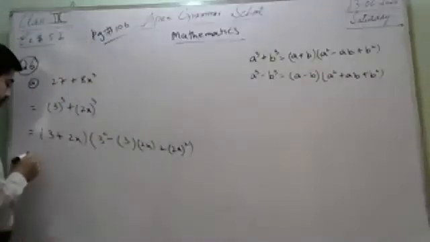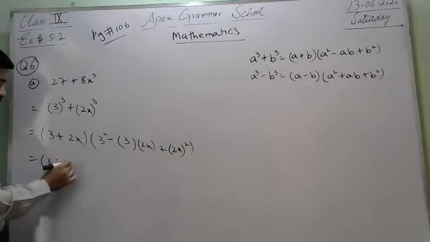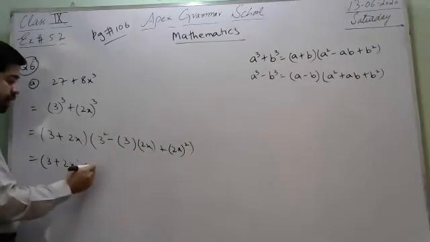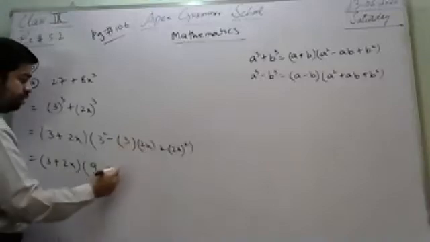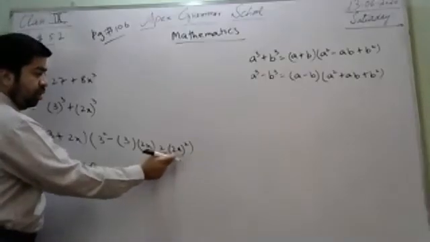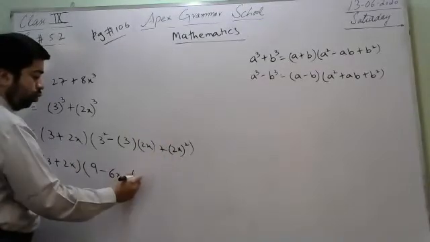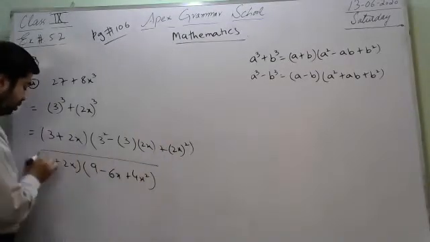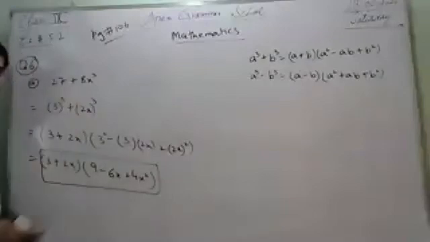So now 3 plus 2x into 3 square is 9, minus 3 times 2x is 6x, plus 2x whole square, both contain power 2, so 2 square is 4 and x square, and that's it. Just open the formula.